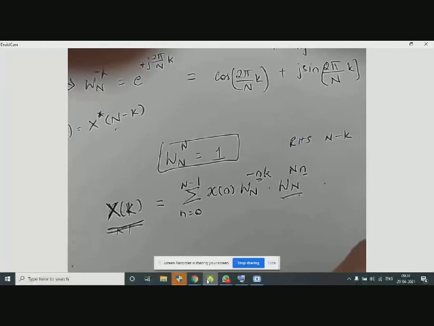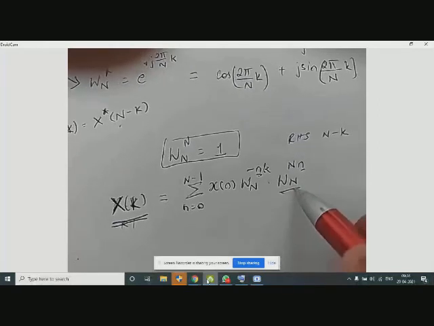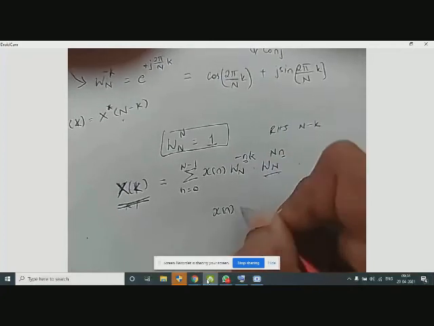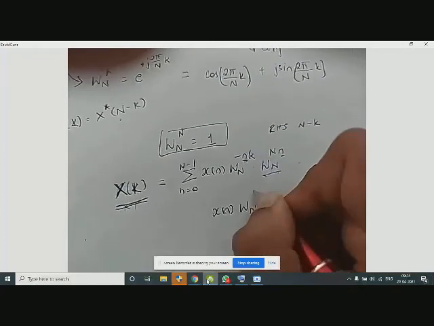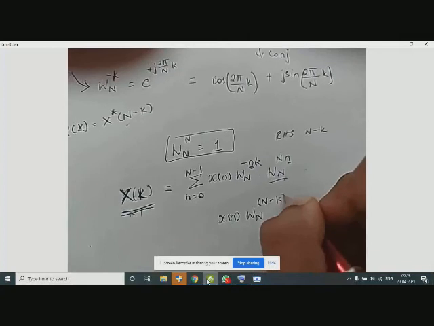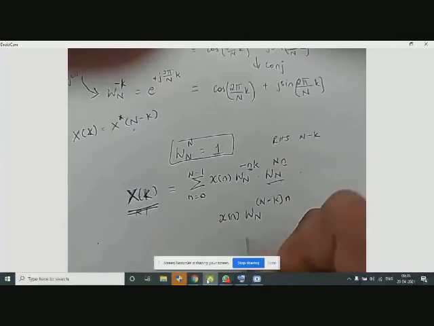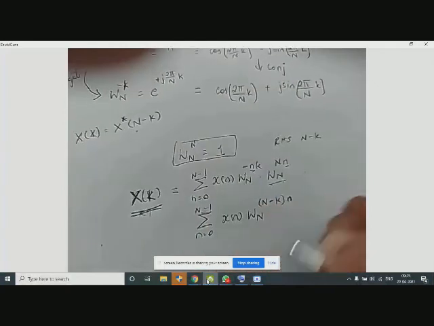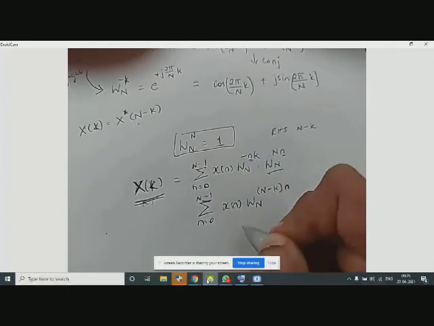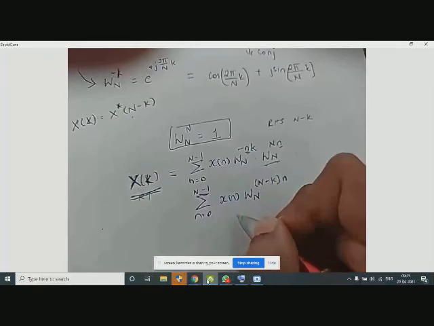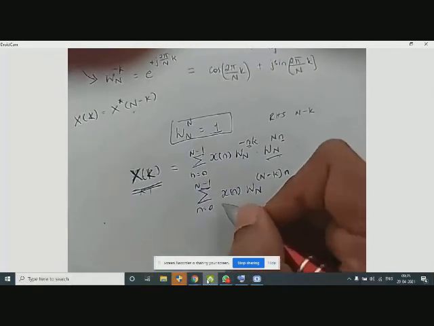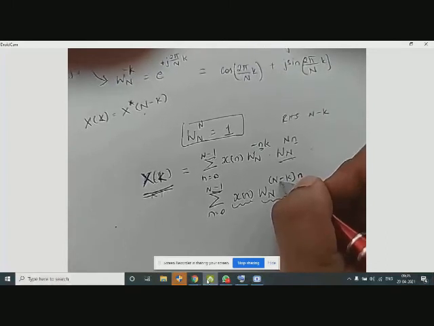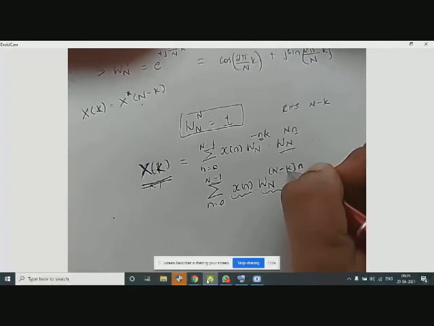Understanding? So this is nothing but 1. It makes no difference to me. So in the next step I'll write it as x of n, W_N power n minus k, you took it out, n is there. That's it. Sum from 0 to n minus 1, this. So compare it with your original x of n equation: x of n followed by a W term. Instead of W_N power k, you are having W_N power n minus k.